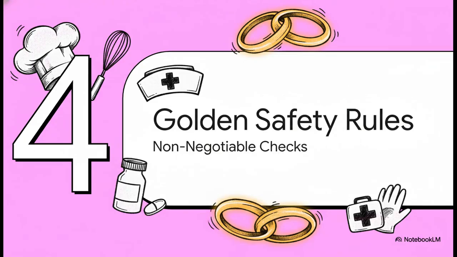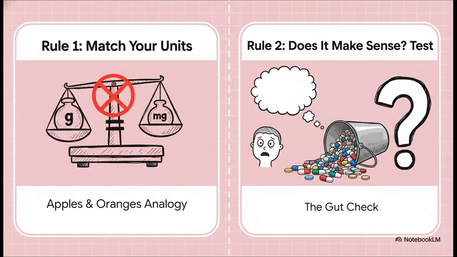Now, before you go off and become a total calculation wizard, listen up. Every good chef knows about kitchen safety. And in nursing, these are our absolute non-negotiable golden rules to make sure we never, ever make a mistake. Okay, rule number 1, and this is the big one: match your units. You can't divide apples by oranges, and you absolutely cannot divide grams by milligrams. If the units don't match, you have to convert them before you start.